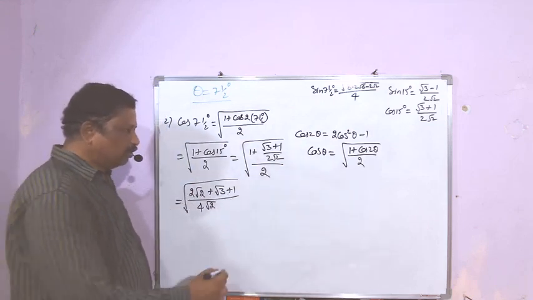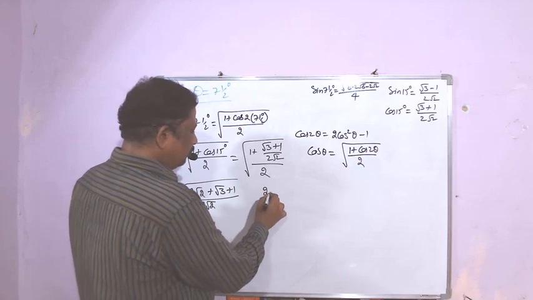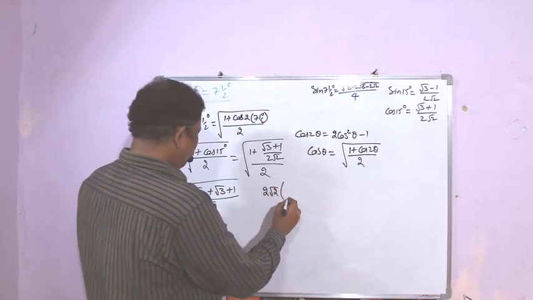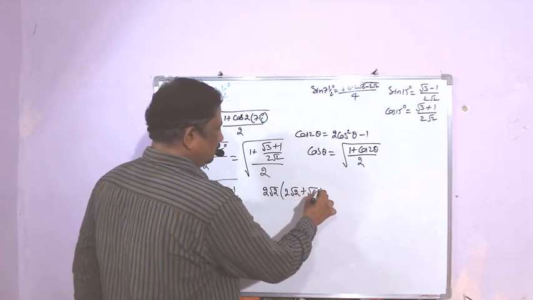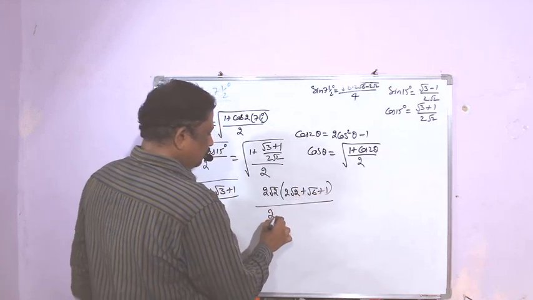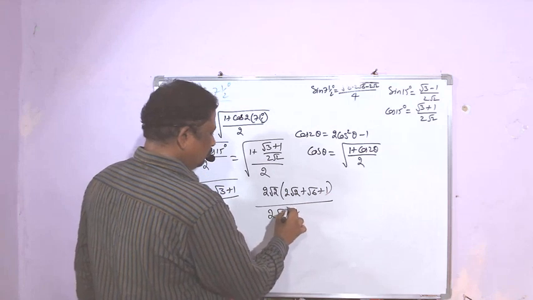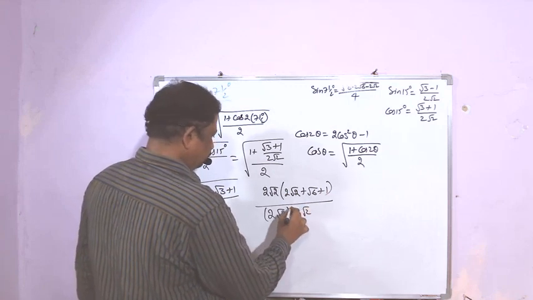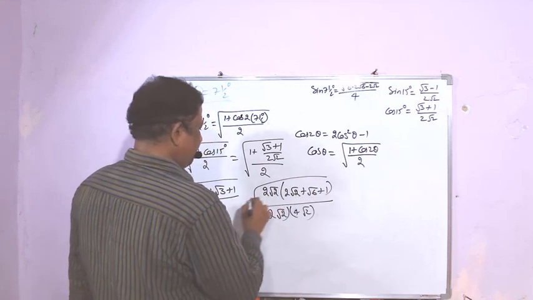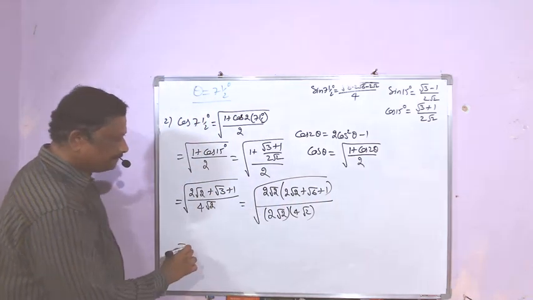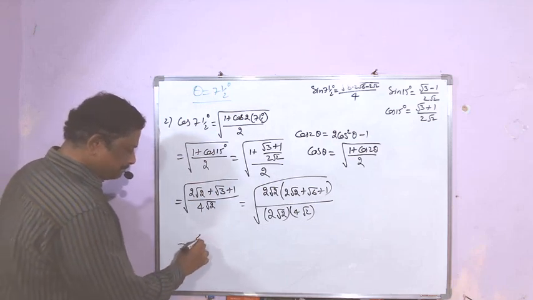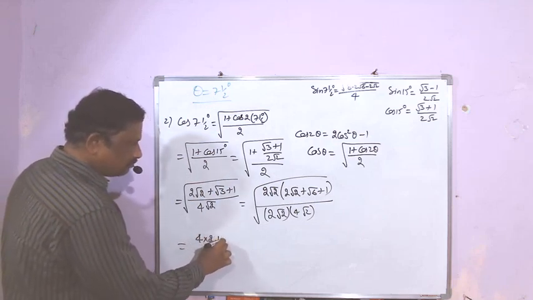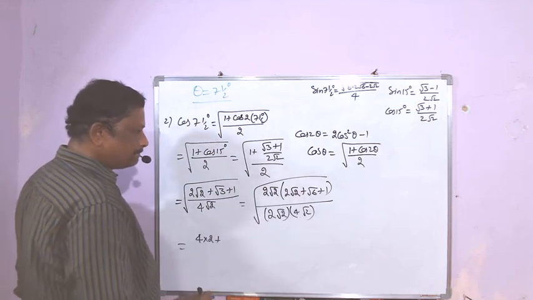Root 2 into 2 in the numerator and denominator. 2 root 2 in the numerator plus root 6 plus 1 divided by 2 root 2 into 4 root 2. Okay, so that one becomes 2 into 4, root 2 into root 2 is 2, 4 into 2.